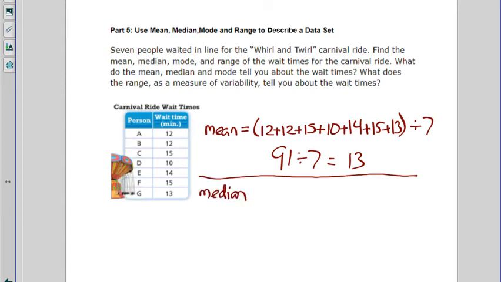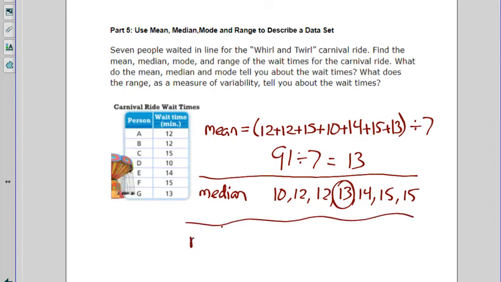Remember, for the median, we need to put the numbers in order from least to greatest. And there they are, and I counted them up, 1, 2, 3, 4, 5, 6, 7. That matches the number of values in the table. The median is the middle, which happens to be 13. So the median is 13.